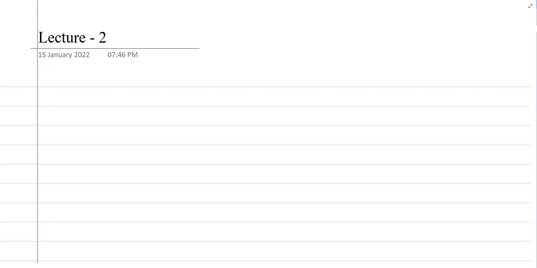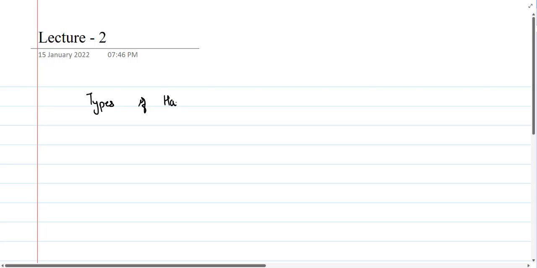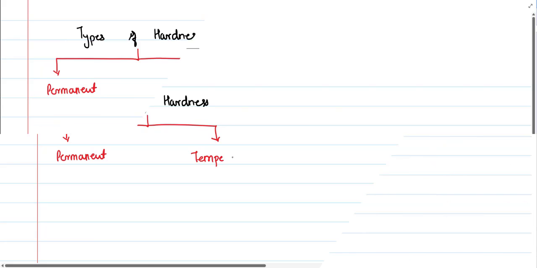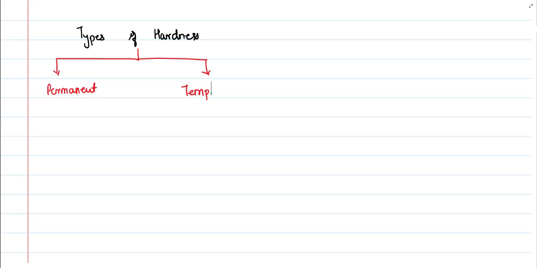Now, very specifically, when we talk about the types of hardness, we have two basic types. One is permanent hardness, and the other one is temporary hardness. So, let's first focus on temporary hardness. What is the basic difference between temporary hardness and permanent hardness?